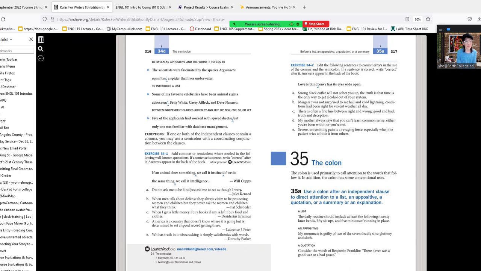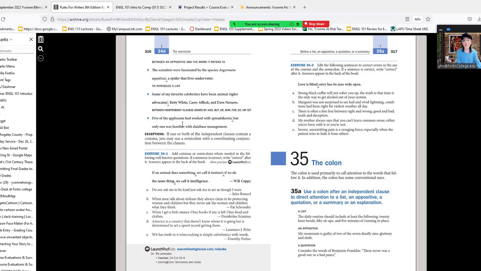Do not use a semicolon when you have fanboys. When you have fanboys, you want to put a comma before the fanboys. So: 5 of the applicants had worked with spreadsheets, but only one was familiar with database management. Okay, and then next one, colon.